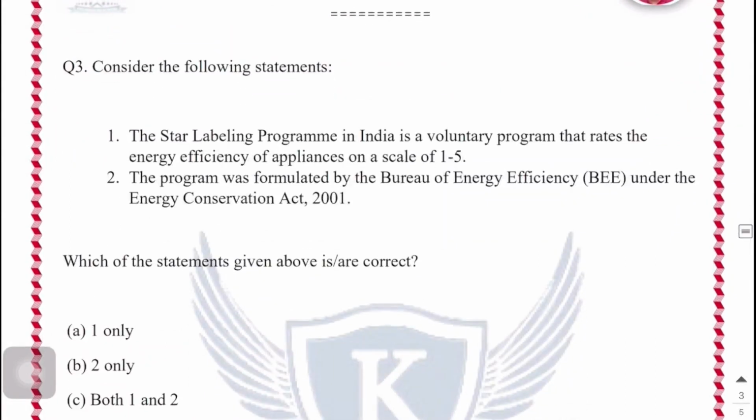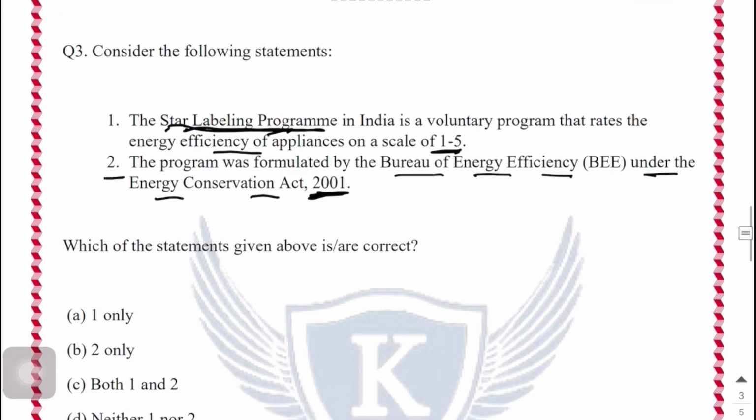Consider the following statements. Statement 1. The star labeling program in India is a voluntary program that rates the energy efficiency of appliances on a scale of 1 to 5. And statement 2. The program was formulated by the Bureau of Energy Efficiency under the Energy Conservation Act 2001. So this entire statement is about the star labeling program, right? So he is asking how many of the statements are correct.